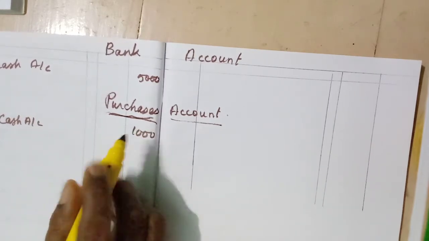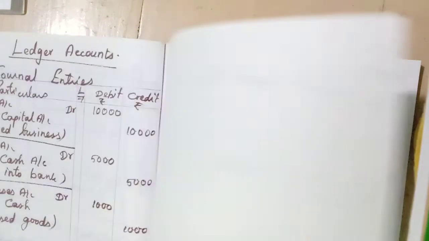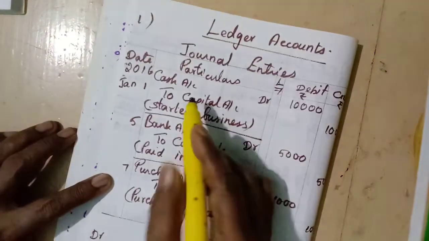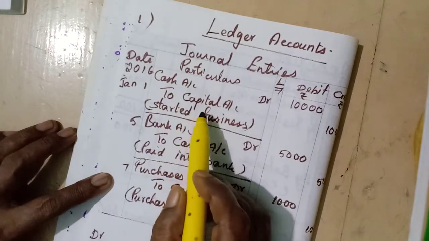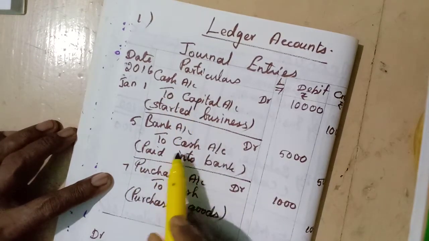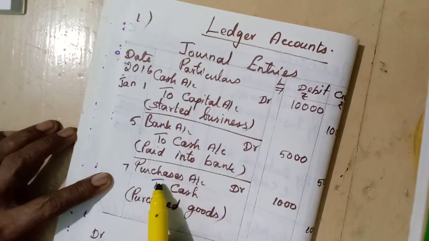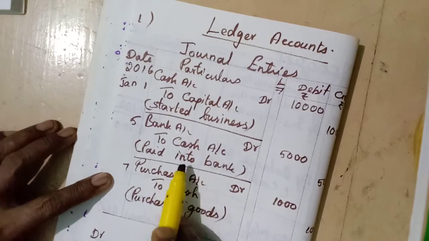So all the entries we have posted. See all the journal entries. First cash account, then capital account, bank account, cash already posted, purchases. Okay, cash already we got posted. So all these there. This one they may ask for 5 marks. Okay. Then second problem, pass journal entries for the following transactions and post them to ledger. That we will do.